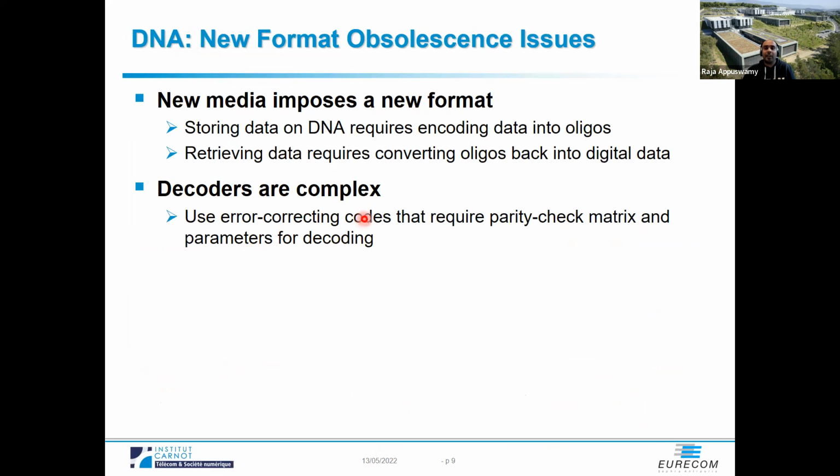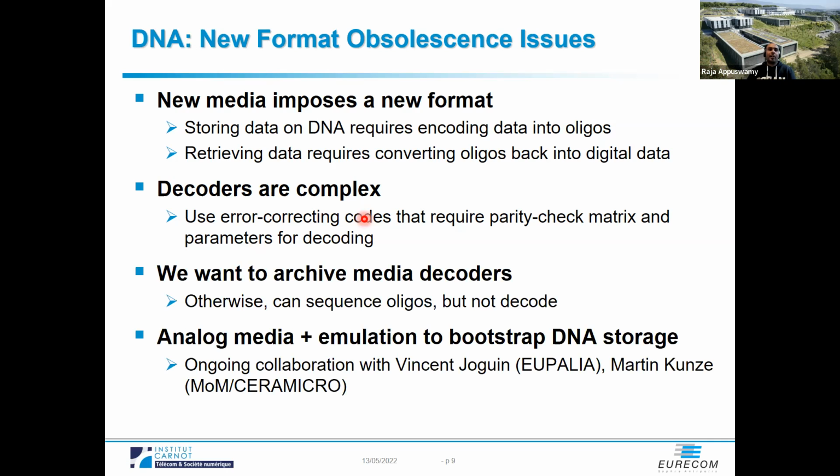So that's what I'm mentioning here. Decoders, you need the matrix. You've stored the data on DNA, 1,000 years later you come back and you don't have the matrix. So how are you going to store the matrix then? What we actually want to do here is archive the decoders themselves in addition to the data. Otherwise, we are not able to decode it. And here is where we're bringing together analog media. This is a collaboration together with two other people, Vincent from Upalia and Martin from the Memory of Mankind project.